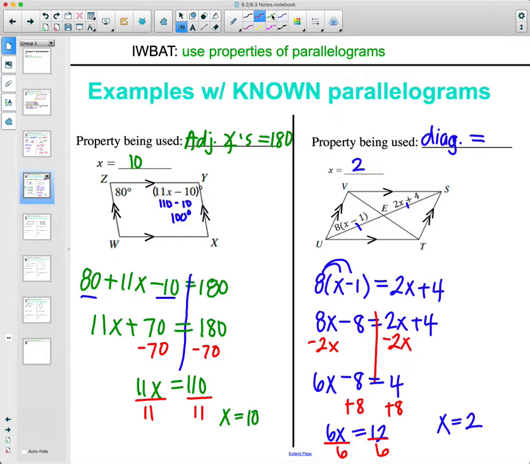Then again, let's plug it in. If you plug in 2 here, you get 2 minus 1, which is 1. 8 times 1 is 8. 2 times 2 is 4, plus 4 is 8, so that is good.